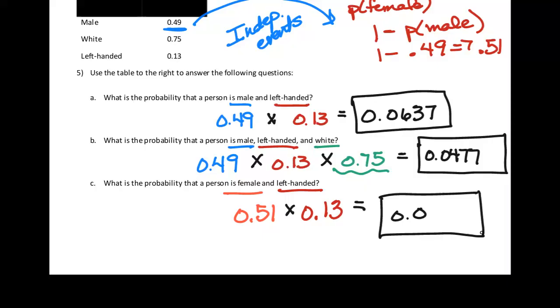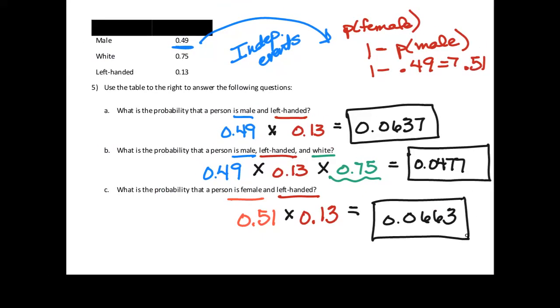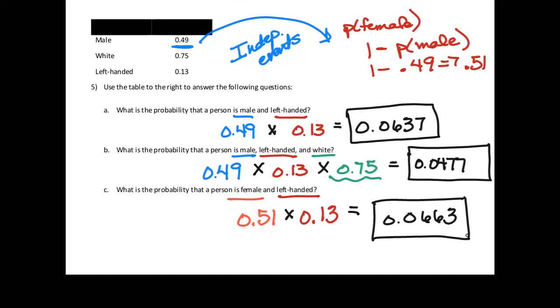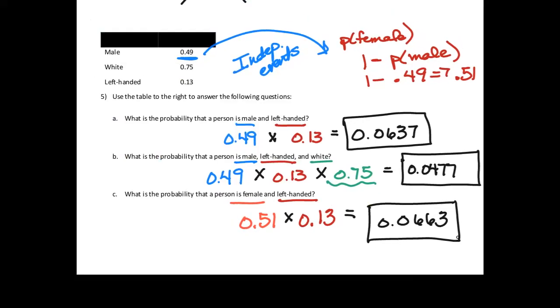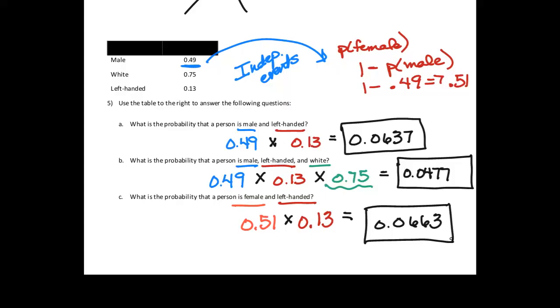Who's got the answer? 0.51 times 0.13? Guys, you have the calculators. 663. Thank you. Jonathan, put the phone away. Keep the phone away. Not just put it away, keep it away. Any questions on how to find, if we give male, how you can find female? All right, turn the page.